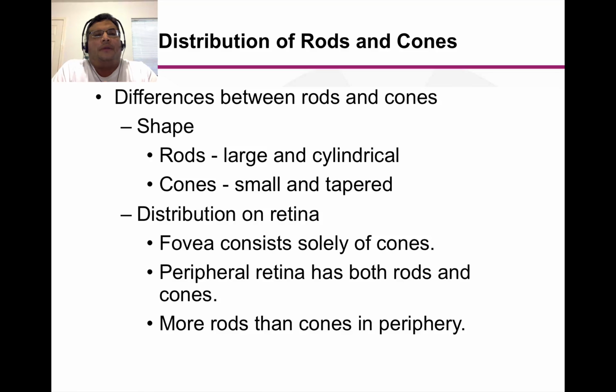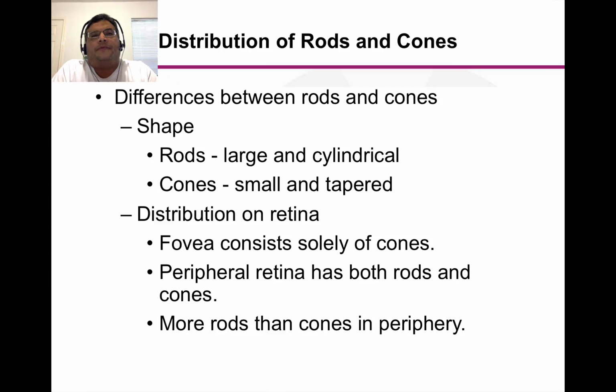So I'm going to skip to this slide here, the distribution of rods and cones. Rods and cones are shaped differently. Rods are much larger than the cones, the ends of them anyway. They're large and tubular. If you remember that cartoon I showed you, they're tube shaped, whereas the cones are much shorter and tapered.